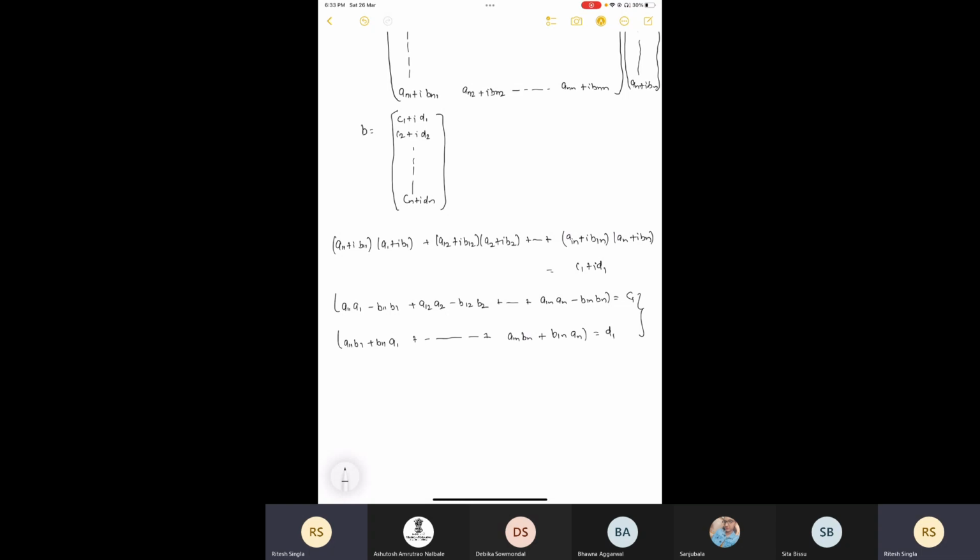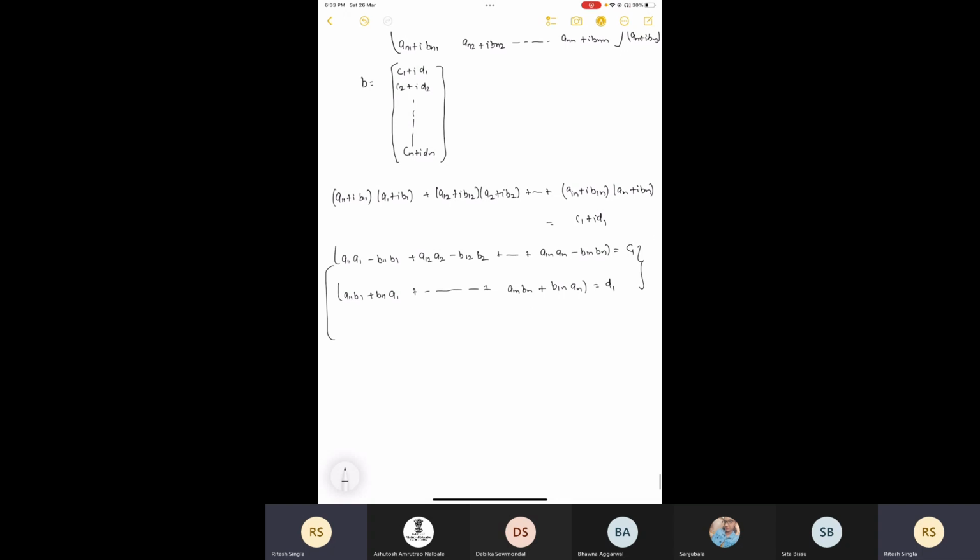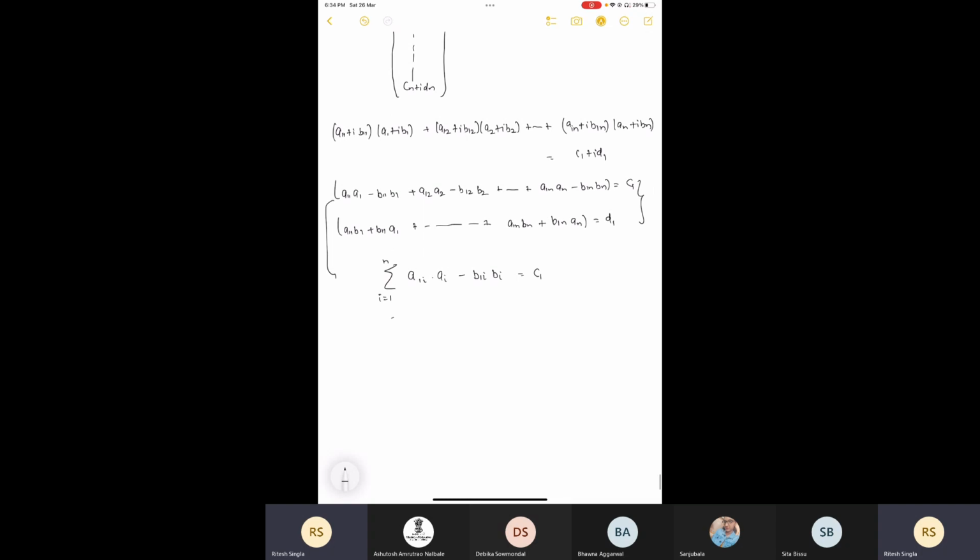Is this making sense now? Question 3 part A. You can also write it in compact form. If I want to write it in a compact form, it will be the summation over i running from 1 to n of a1i ai minus b1i bi is equal to c1, and the summation over i running from 1 to n of a1i bi plus b1i ai is equal to d1.